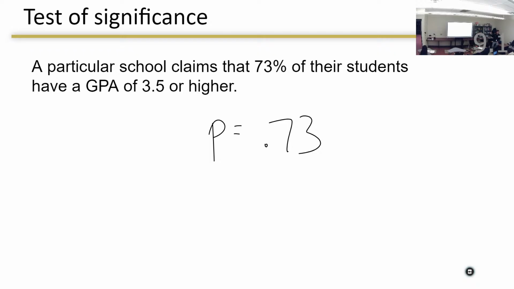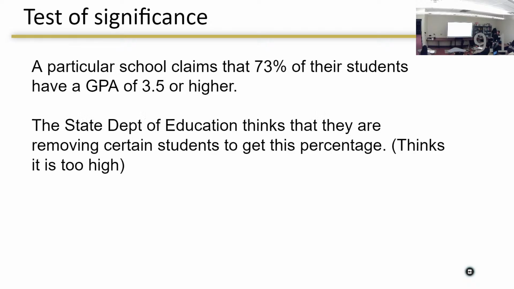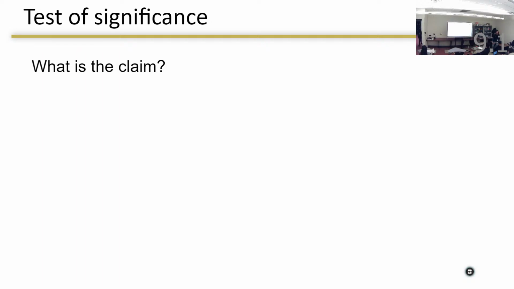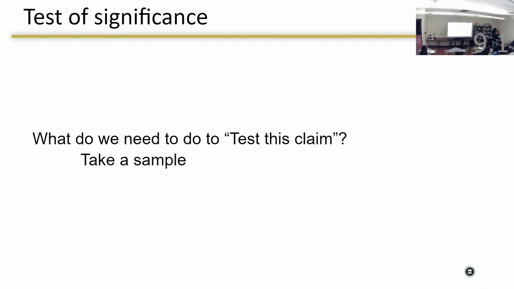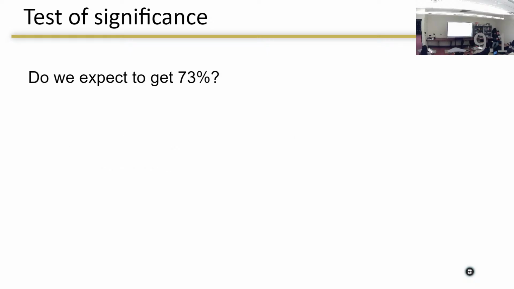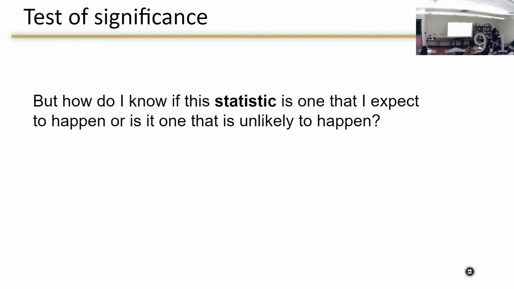Now, whether we believe it or not, we don't know, but that's what they're telling us. The State Department thinks that they're removing certain students to get this percentage. In other words, they think it's too high. So the claim is P equals 0.73. After that claim, we have to get a sample to test it. Do we expect to get 0.73 on our sample? Probably not. So our question is going to be, how far away from that 0.73 are we? That's the big picture of what we're going to do.